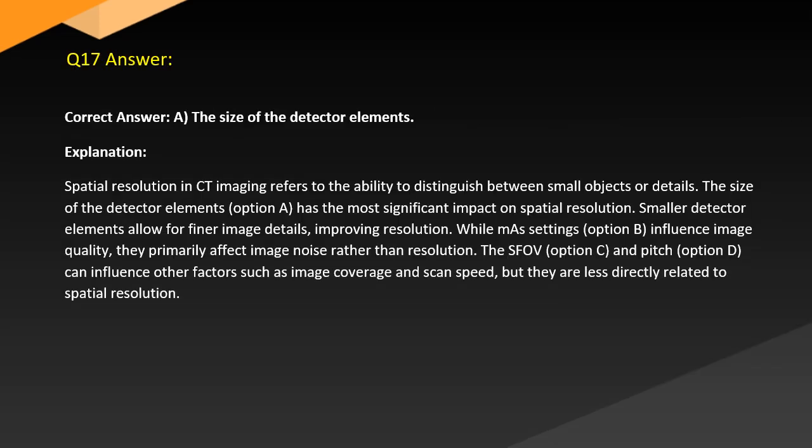Answer. Correct answer: A. The size of the detector elements. Explanation. Spatial resolution in CT imaging refers to the ability to distinguish between small objects or details. The size of the detector elements, option A, has the most significant impact on spatial resolution. Smaller detector elements allow for finer image details, improving resolution, while mAs settings, option B, influence image quality. They primarily affect image noise rather than resolution. The SFOV, option C, and pitch, option D, can influence other factors such as image coverage and scan speed, but they are less directly related to spatial resolution.